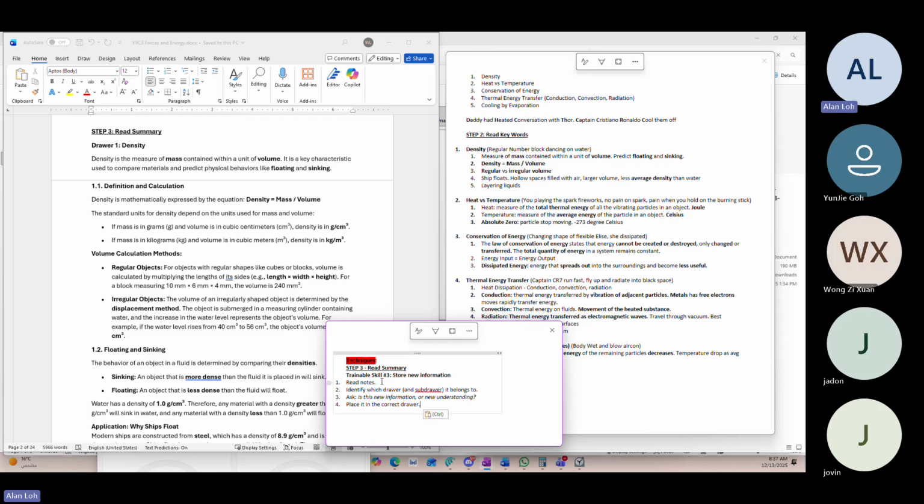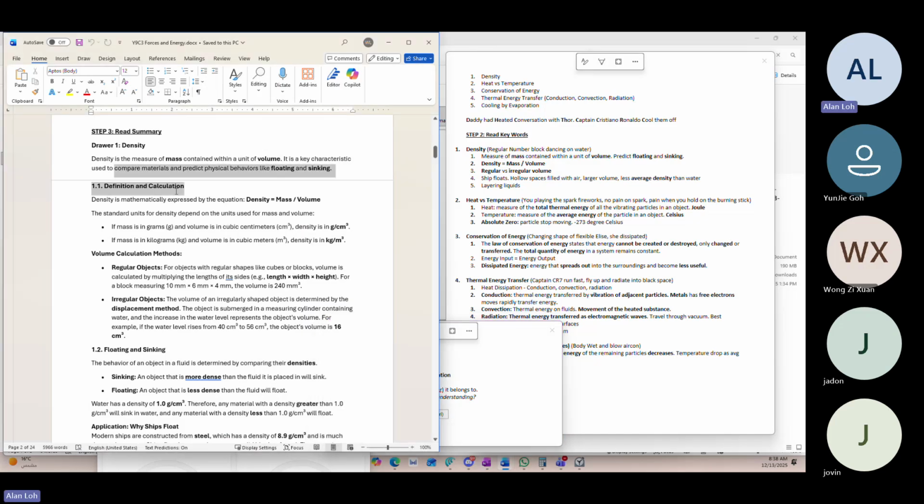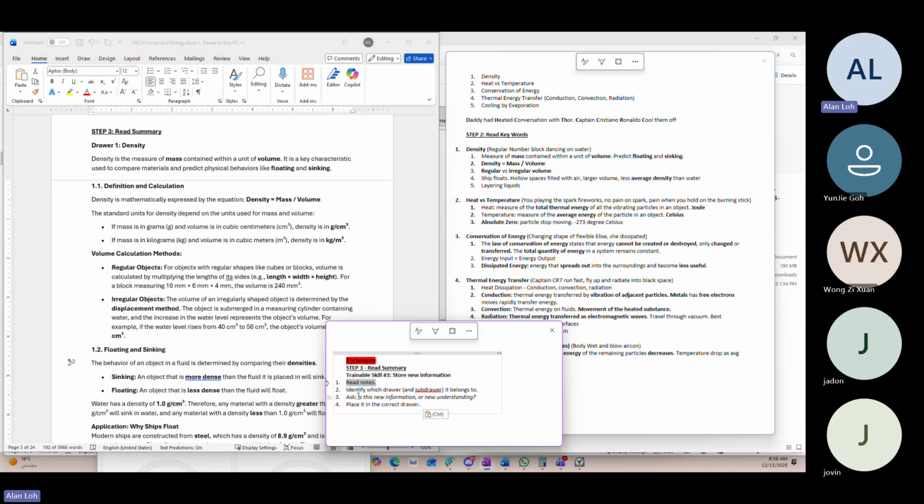Step 3, you have to read the summary. And step 1, you have to read the notes. The notes are on your left. This part is the notes. Then you need to identify which drawer it belongs to, or which subdrawer it belongs to.